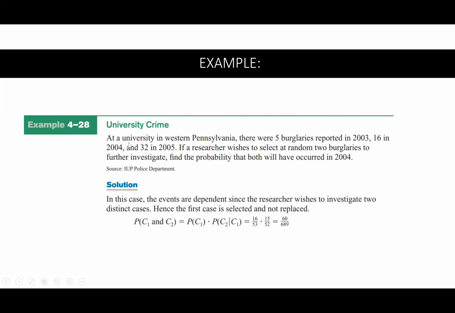This can be solved as, for example, at a university in Western Pennsylvania, there are 5 burglaries reported in 2003, 16 in 2004, and 13 in 2005. If a researcher wishes to select at random 2 burglaries to further investigate, find the probability that both will occur in 2004. In this case, the events are dependent since the researcher wishes to investigate 2 distinct cases.